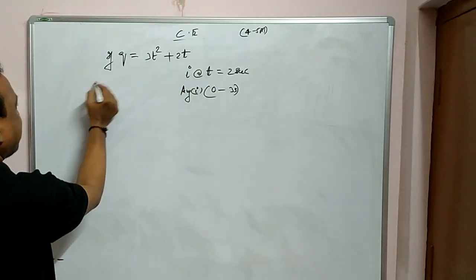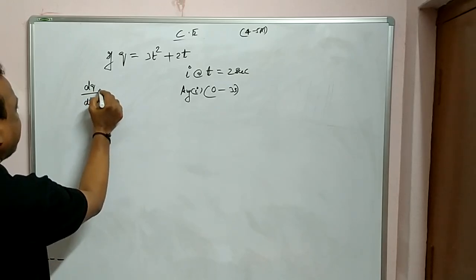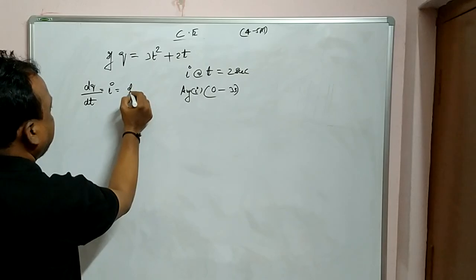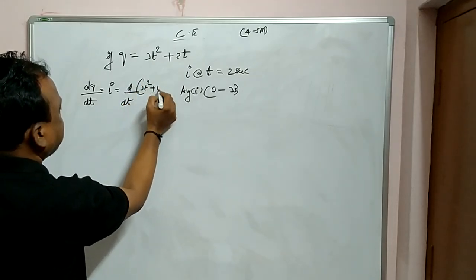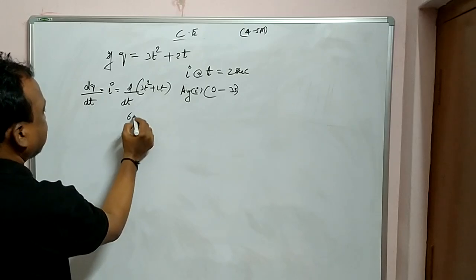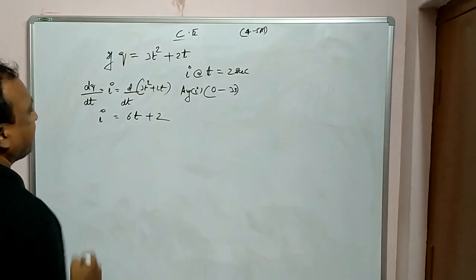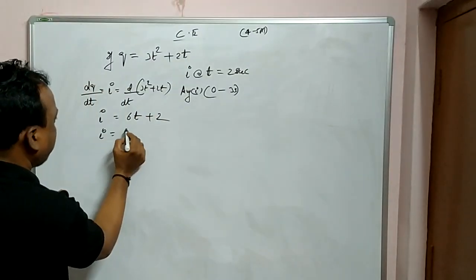So to get the current, what should we do? We have to take the derivative of the given equation. What is dq by dt? Rate of flow of charge, current. Derivative d by dt of 3t square plus 2t is nothing but 6t plus 2. This is equal to I. So at t is equal to 2 seconds, I is equal to 6.